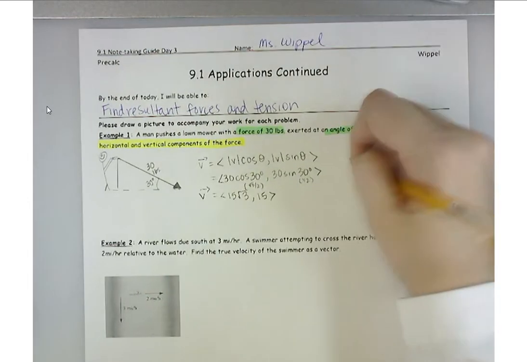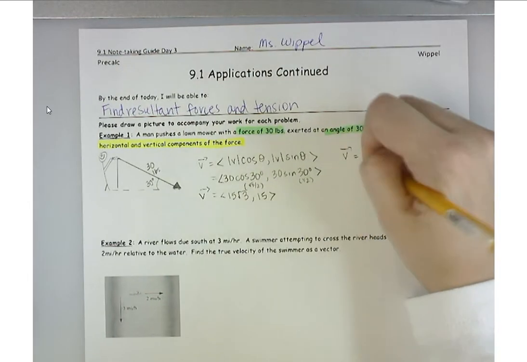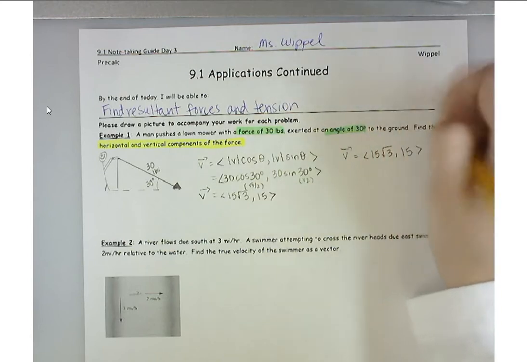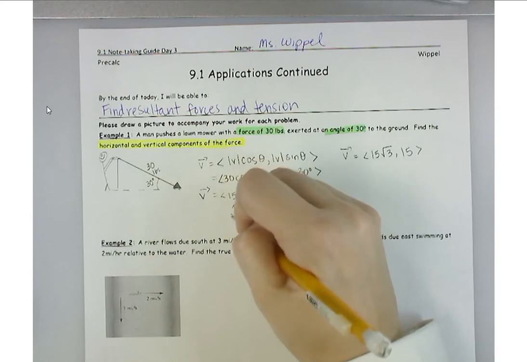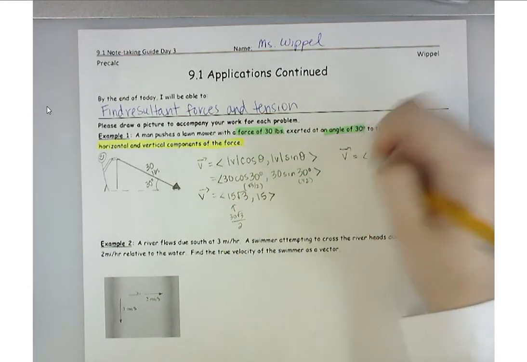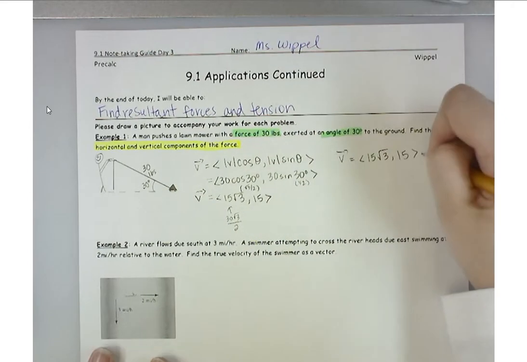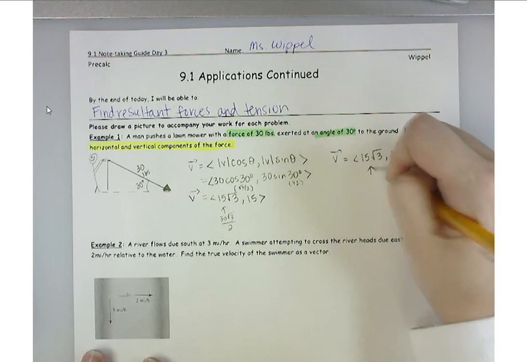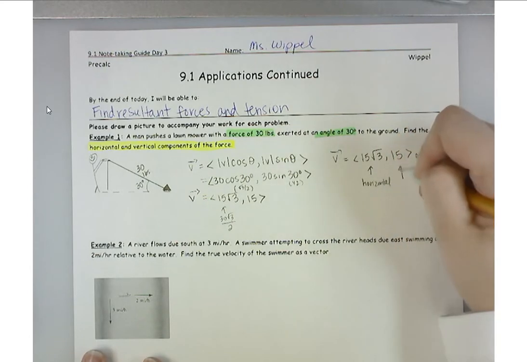Okay, so then your final vector, again, you could write it as 15 root 3, 15. Okay, and again, that comes from 30 root 3 over 2. Or you could write it as a decimal, which would be 25.98, 15. Okay, and then your horizontal is going to be your first component, and then your vertical is your second component.